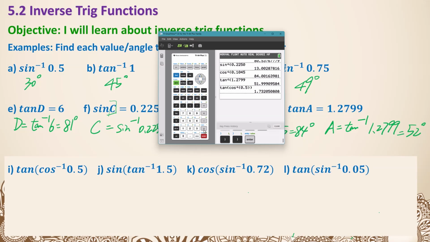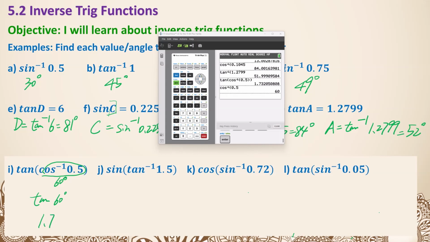And now you might be like, wait, so does that mean I still need a degree symbol? Not here, because now the inside is going to give us the degree. So if you are curious, let's find out. Inverse cosine of 0.5. That is 60 degrees. So after you find out inverse cosine 0.5 is 60 degrees, then you're just calculating tangent of 60 degrees. And that is 1.73. So for these, let's actually round to 2 decimal places.